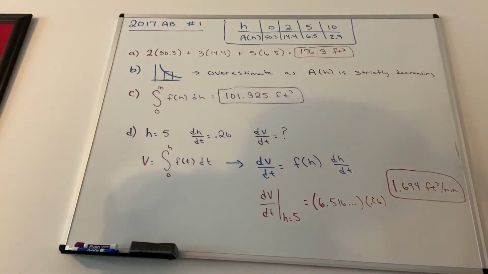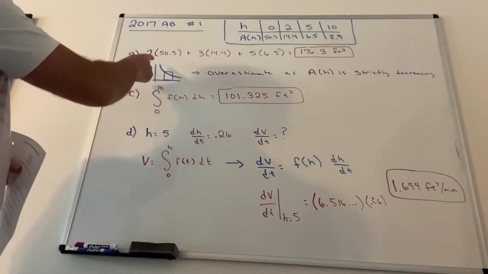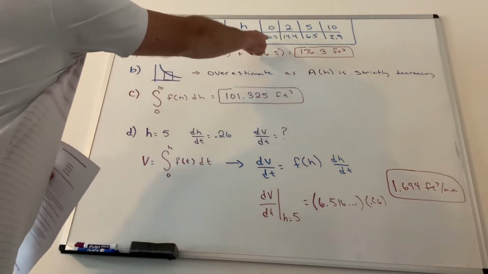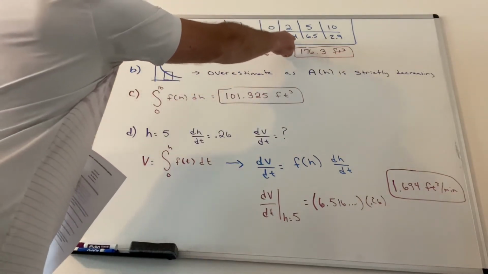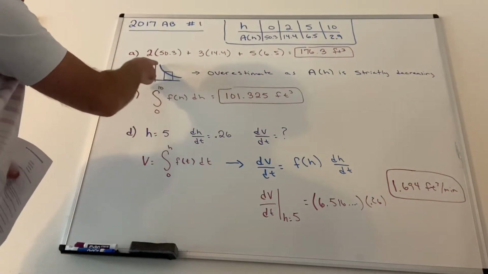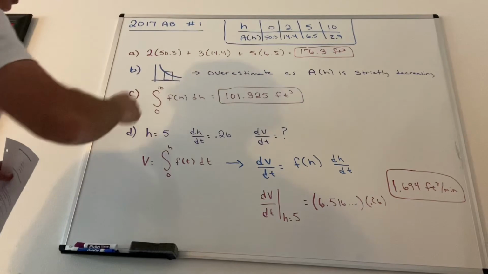Part B, does the approximation in part A overestimate or underestimate the volume of the tank? Explain your answer. Okay, so what I've done here is I've just kind of sketched a picture of what A of H looks like. See, it goes down by a lot, and then it starts to go down by less and less. So something like that. Okay, it's going to have an upward concavity like that.